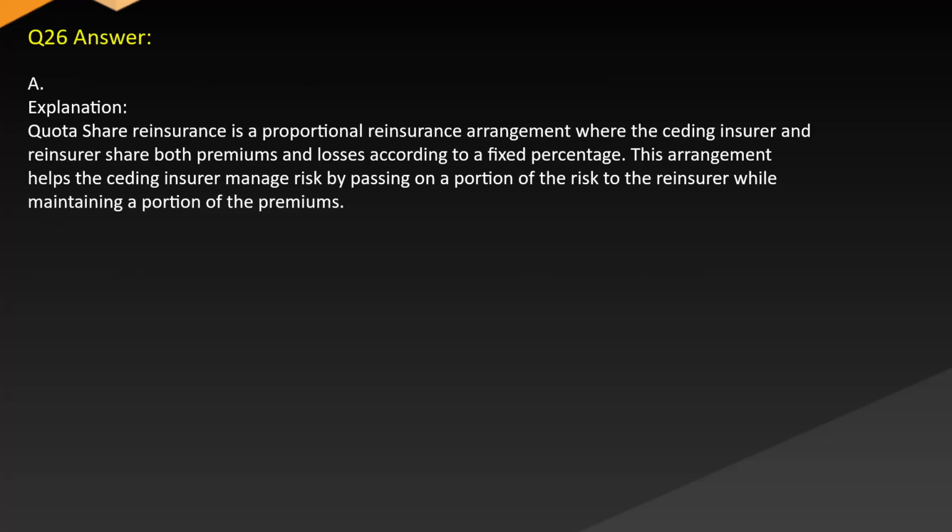Answer A. Explanation. Quota share reinsurance is a proportional reinsurance arrangement where the ceding insurer and reinsurer share both premiums and losses according to a fixed percentage. This arrangement helps the ceding insurer manage risk by passing on a portion of the risk to the reinsurer while maintaining a portion of the premiums.